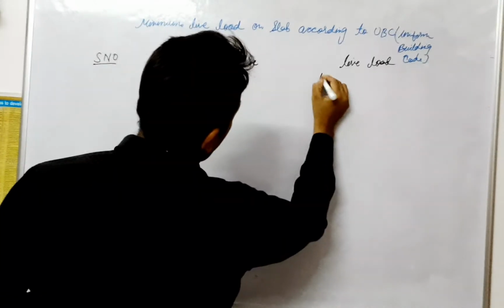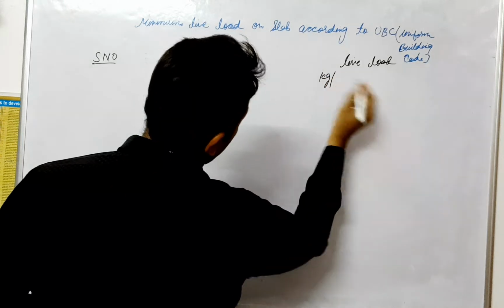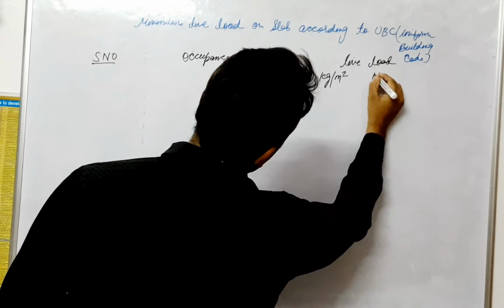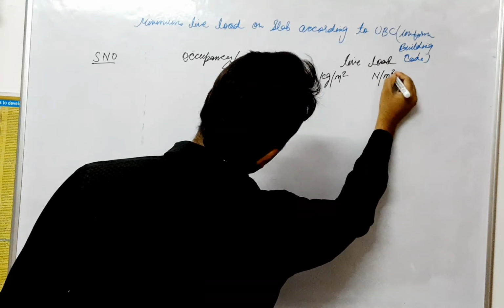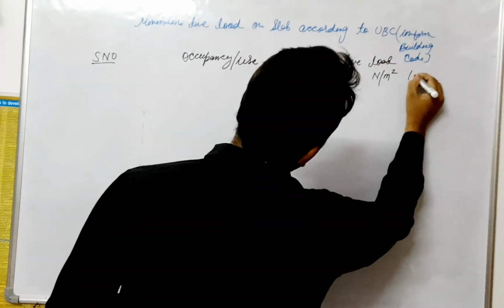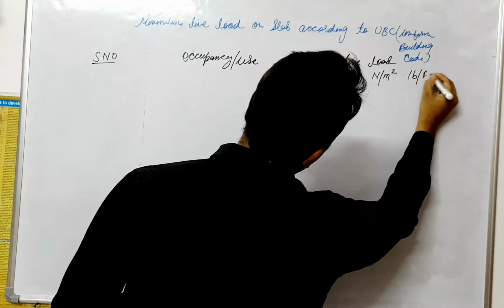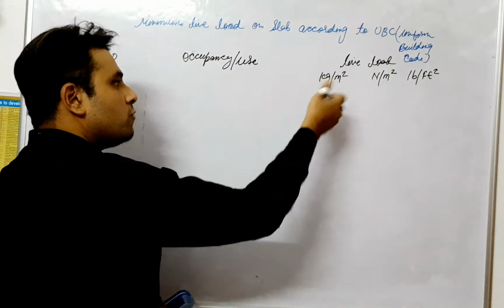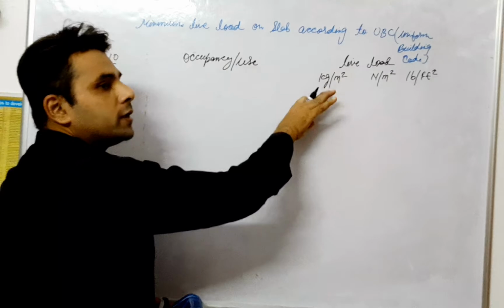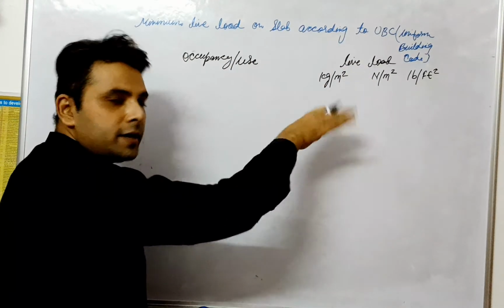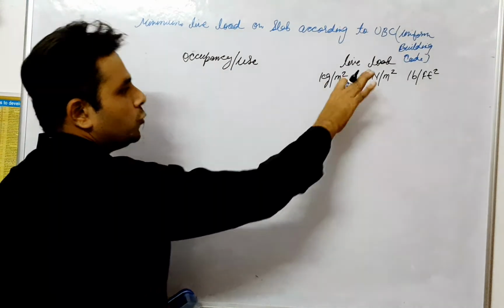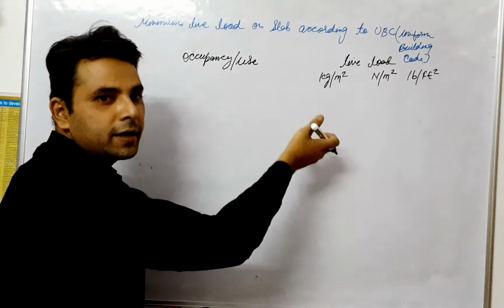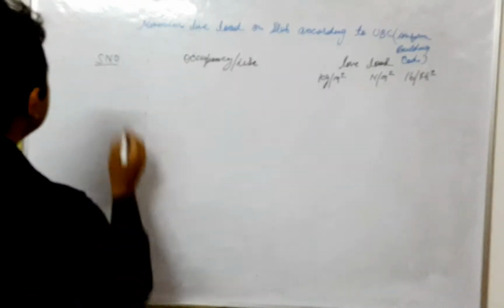Here 3 units are given. First one is kilogram per meter square. Second one is Newton per meter square. And third one is pound per square feet. There are 3 units given. The value will be given differently, and it depends upon yourself to find in kilogram per meter square, Newton per meter square or pound per square feet. It depends on you in which unit you want to find it. Clear?